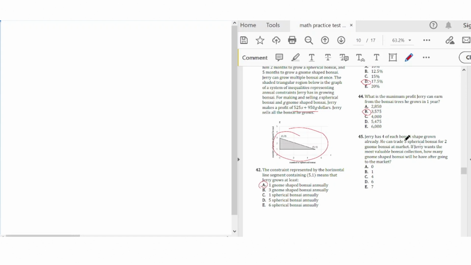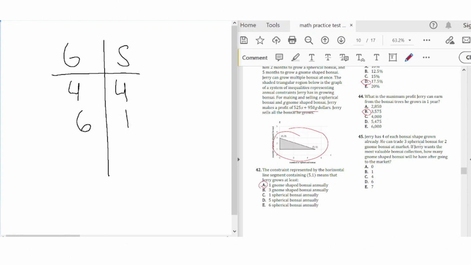Okay, now there are a couple things that could happen here. Since he has 4 of each bonsai shape, he could either not trade anything at all and keep 4 and 4. So let's make a chart here. This is going to be our chart of possibilities. He could have 4 and 4. He could trade the 3 spherical bonsai and get 2 gnome bonsai back, which would leave him with 1 spherical and 6 gnomes. He could trade 2 gnomes for 3 spherical. Or he could do that again and have 0 gnomes and 10 spherical.